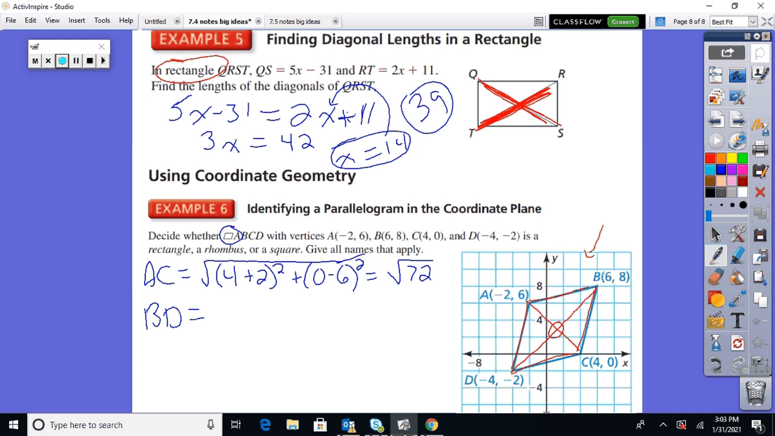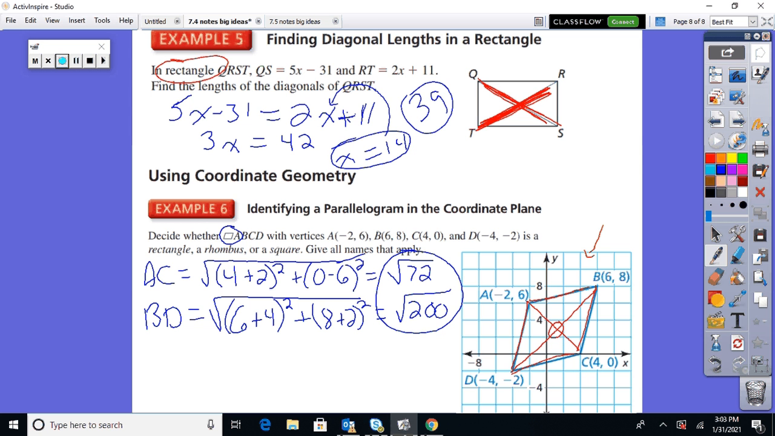Next chapter, we're going to simplify radicals, but for right now, you just want to see if they're equal. So now let's see how B to D changes. 6 minus negative 4. So that's 6 plus 4 squared. Then the y values go from 8 to negative 2. So that's 8 plus 2 squared. So that's the square root of, let's see, 10 squared is 100 plus 10 squared. So this is the square root of 200. So by showing me that, you know it's not a square or a rectangle because the diagonals are not congruent.